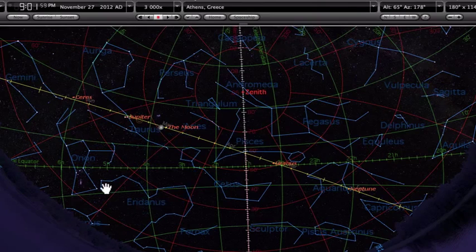A waning gibbous moon, remember, is a moon that is past full and so it rises after sunset, and at 9 p.m. we're still seeing it in the eastern sky, so we expected that. The moon happens to lie very close to the ecliptic right now. It could have deviated, remember, by as much as 5 degrees.